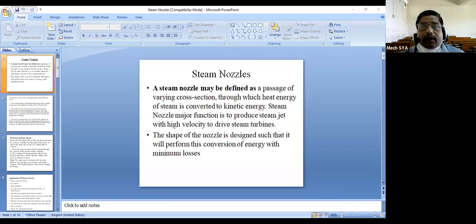A steam nozzle may be defined as a passage of varying cross sections through which heat energy of steam is converted into kinetic energy. Steam nozzle's major function is to produce a steam jet. Steam jet means you are increasing the kinetic energy. Jet means very high velocity, with high velocity to drive the steam turbines.